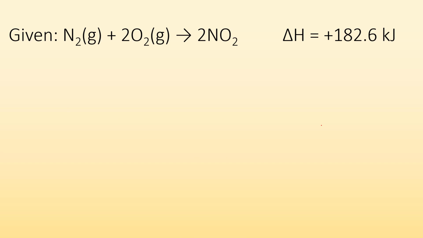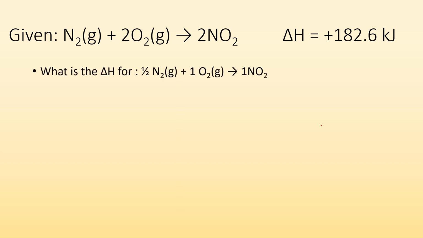Given this equation, it's a balanced thermochemical equation that gives us the heat. What is the DeltaH for this one? Ooh, well, what's different about this? If I look, the coefficients are all half of what they were in the original equation. So what does that mean for my DeltaH? Well, it means that it's going to be half, right?